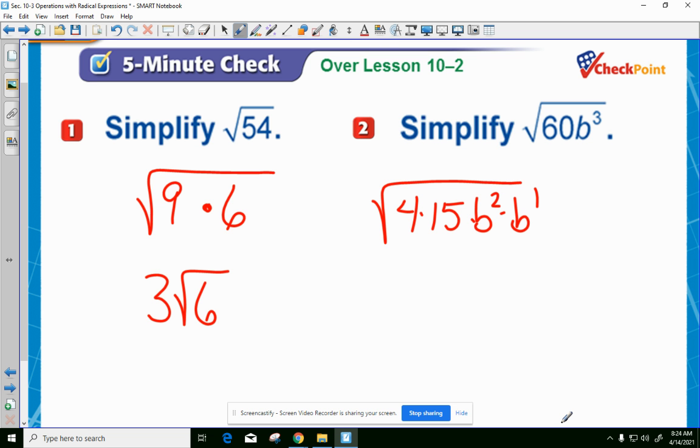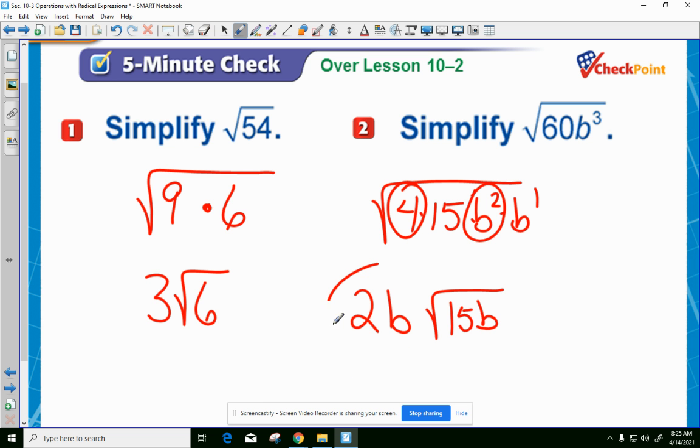You have 4 factors underneath your radical. How many of those 4 are perfect squares, Hunter? 2. Which 2? Good. So the 4 is going to be square rooted. The b squared is going to be square rooted. I know at this point the 15 and the b are remaining. What is the square root of 4? And the square root of b squared? There you go.